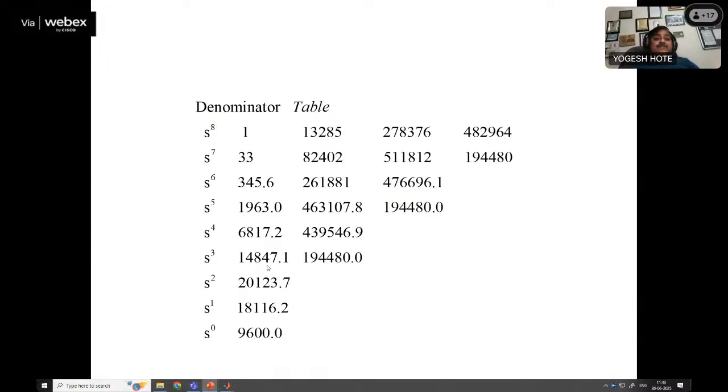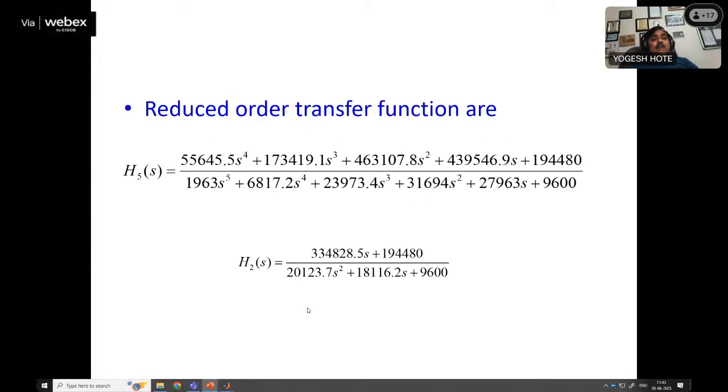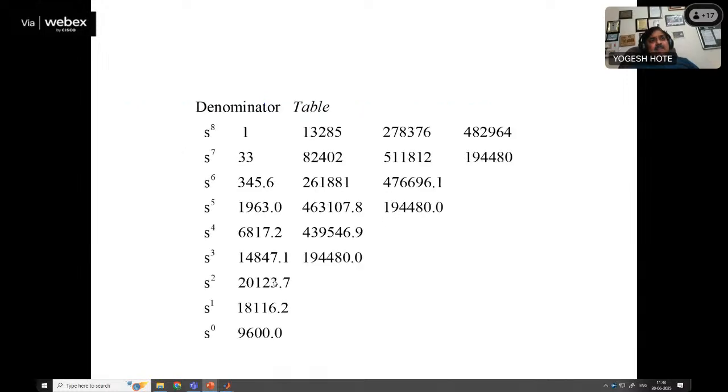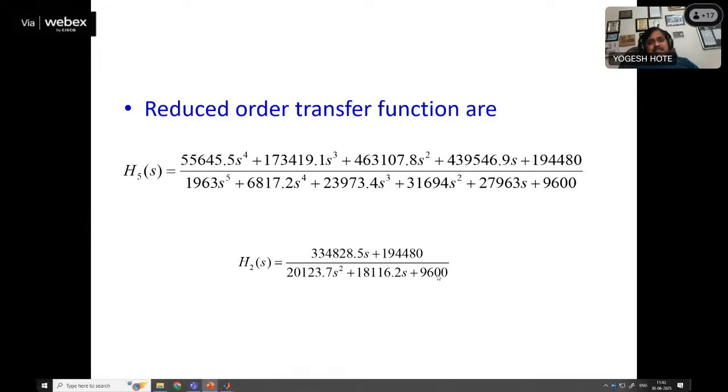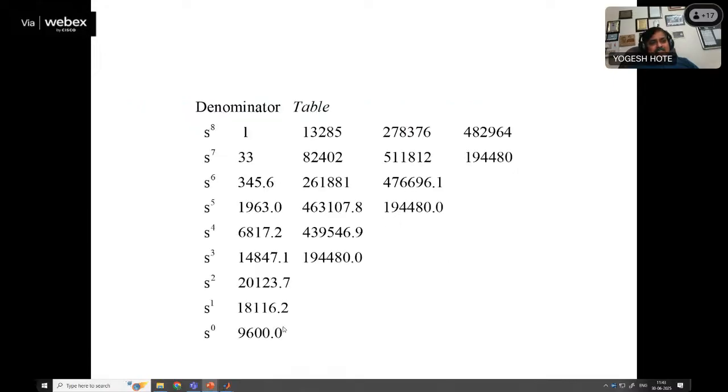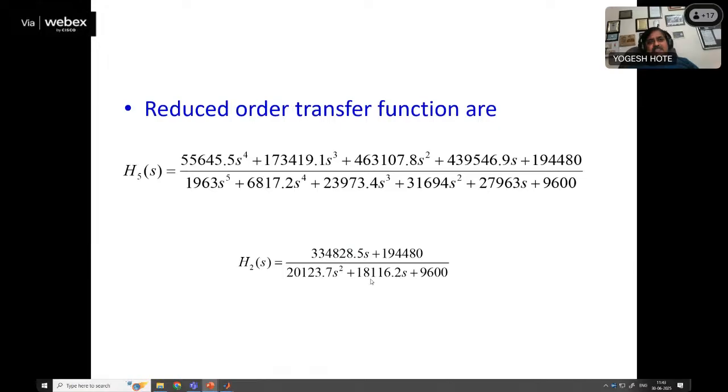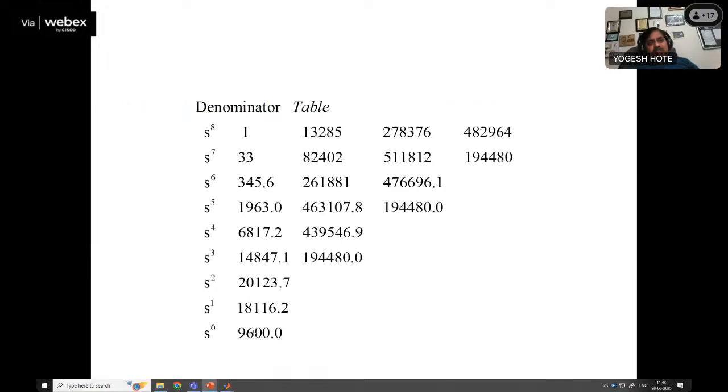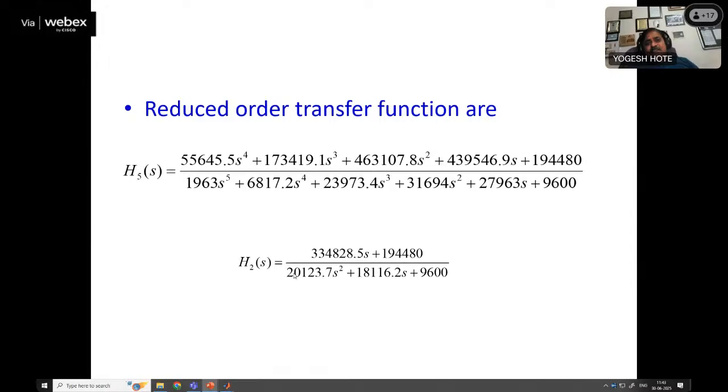And you can see that if you want a reduced model, let us say we want the second order model for this. So this is the 5th order model and the second order model. So what is the second order model? For the denominator, what is there? 9600, you can see 9600, 1816 S, and 201 S squared. This is multiplied by S0, this S1, and this S2. So that is the denominator.